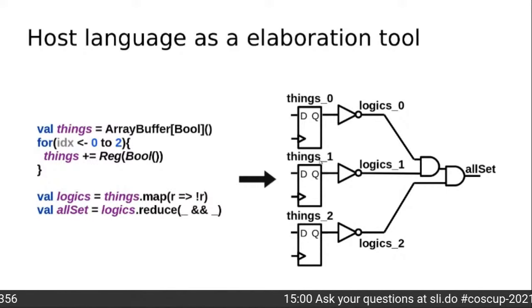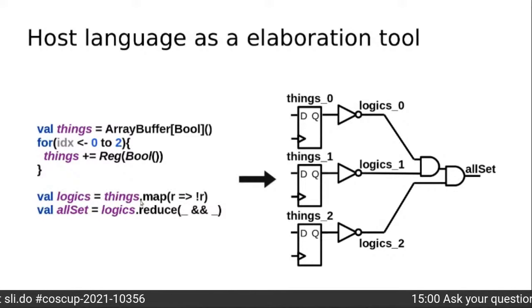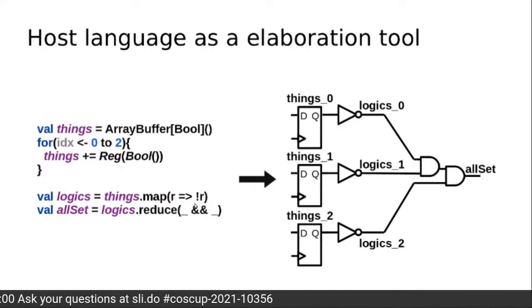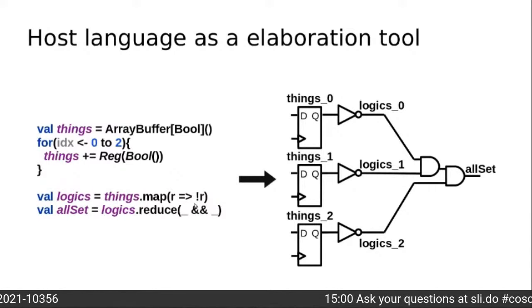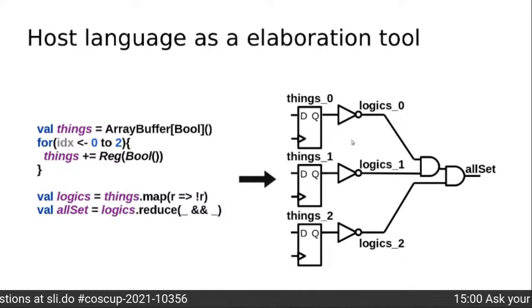And then, for instance, if I want to create a new array, which will be the inverted values, you can say, okay, I want to take my first array, things, and map a new array from it by using this transformation function. I want to invert the value. So it is not a SpinalHDL thing, it's really a Scala thing, functional programming used to transform collections. And you can use that as an elaboration tool to fill the netlist with what we want.